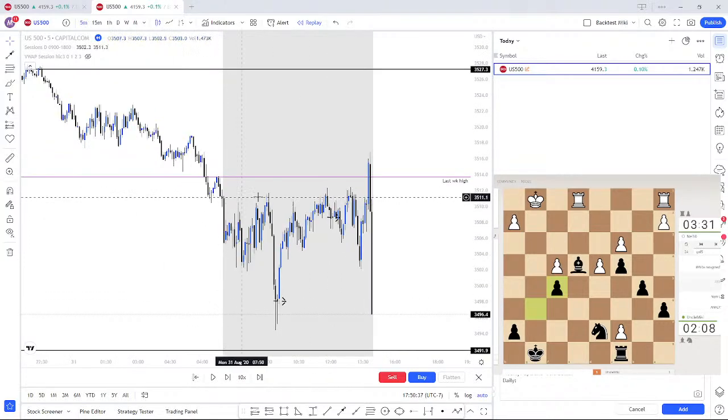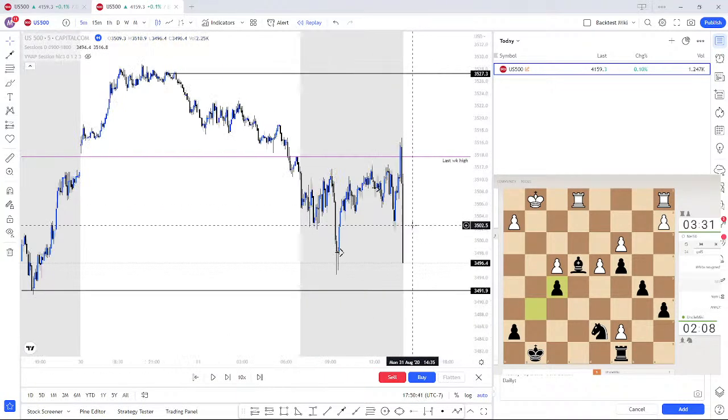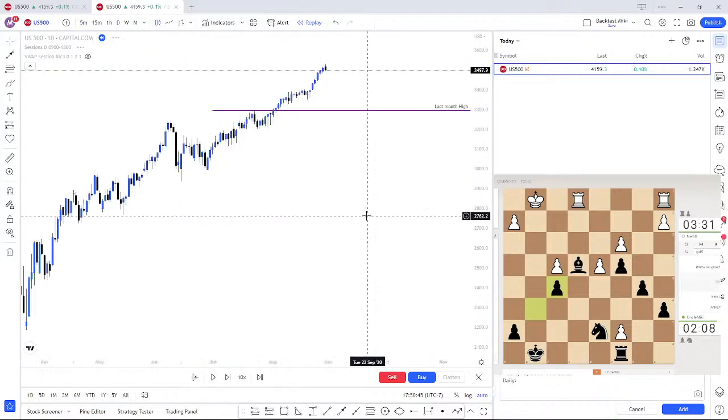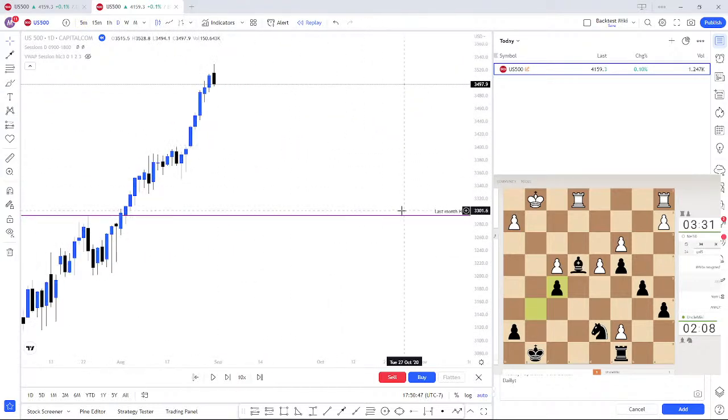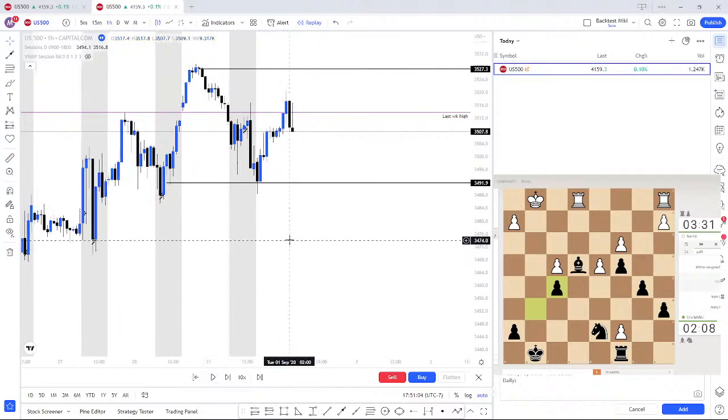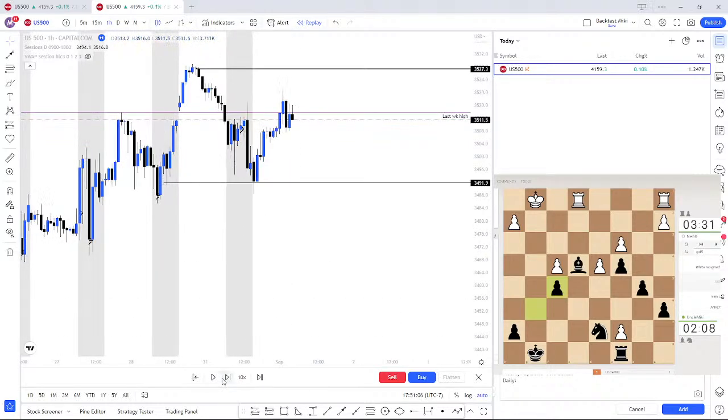As you can see, price is having trouble continuing to the upside, and today we close bearish. So now finally we have a bearish day, and obviously we still have a bullish week. Still have a bullish week. So we have a bearish day. Four, five, six.